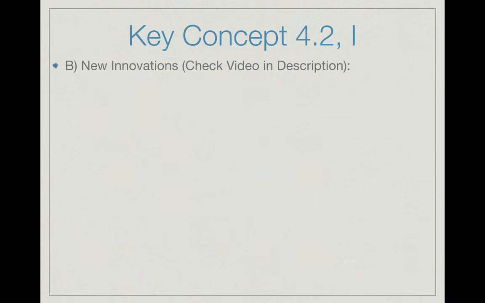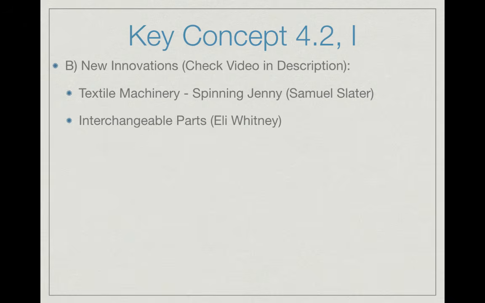Let's jump into some new innovations, but before we do, I want to let you know I do have a video in the description that goes over these in detail. So for textile machinery, we have things like the spinning jenny, and Samuel Slater was this really important dude from England who disguises himself, and he sneaks out of the country, comes to America, and he's known as the father of the American factory system because he memorized plans for a spinning jenny and also helped build factories in the United States. Interchangeable parts by Eli Whitney.